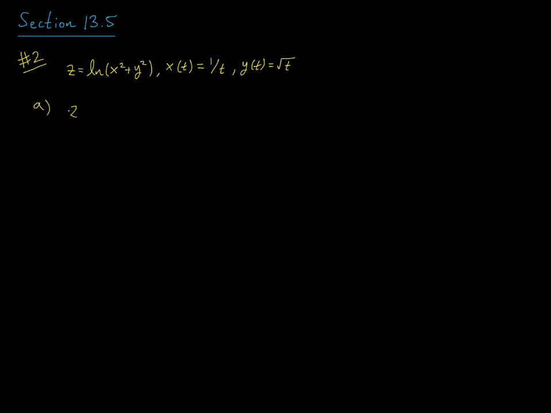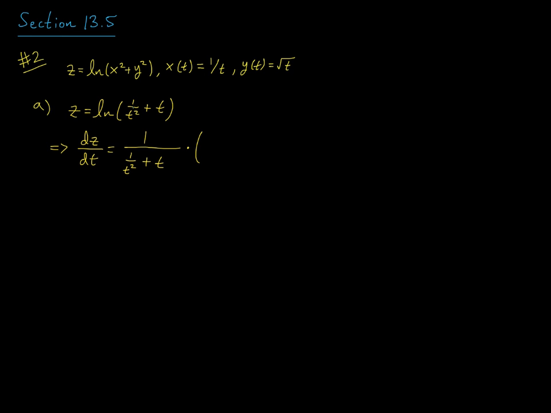So that's going to give us z is equal to the natural log of 1 over t squared plus y squared, which would just give us a t. Okay, so now since z depends only on the single variable t, we can just take the ordinary Calc 1 derivative. dz dt would be 1 over what's inside, and then I'm going to multiply by the derivative of what's inside.